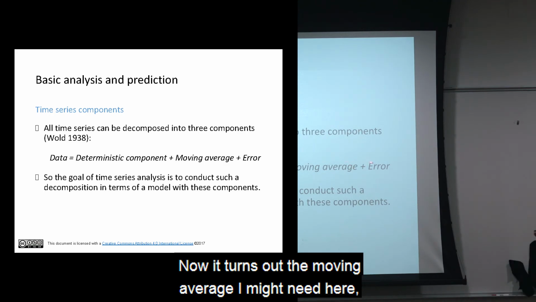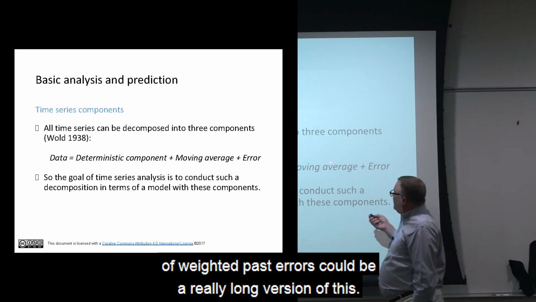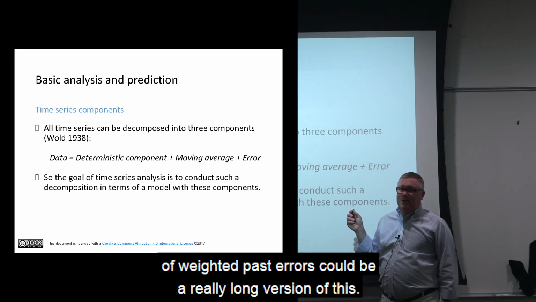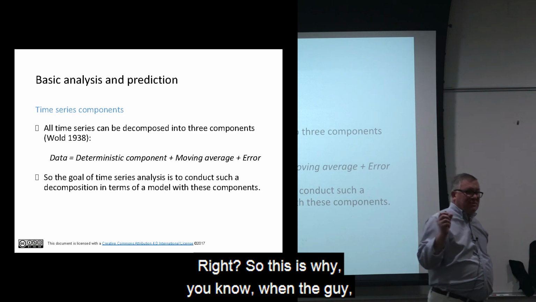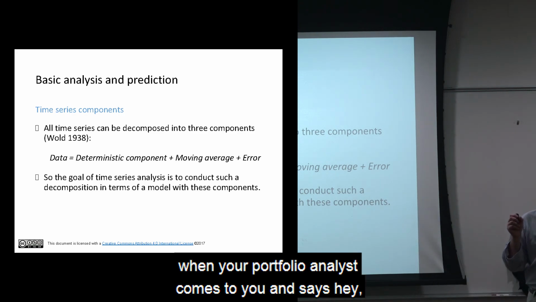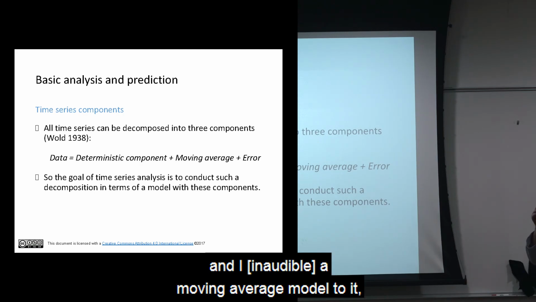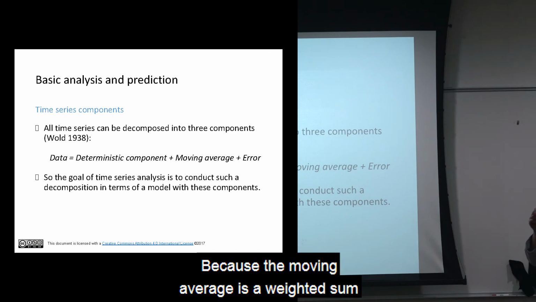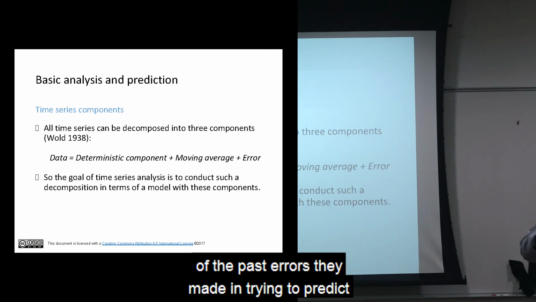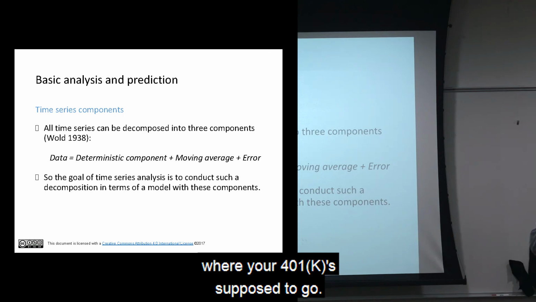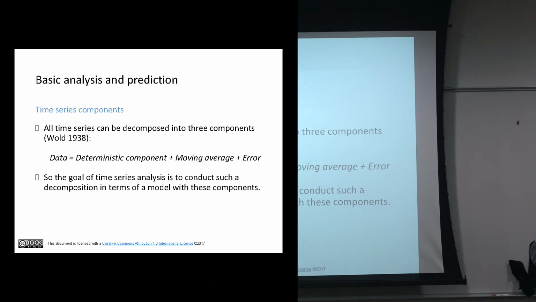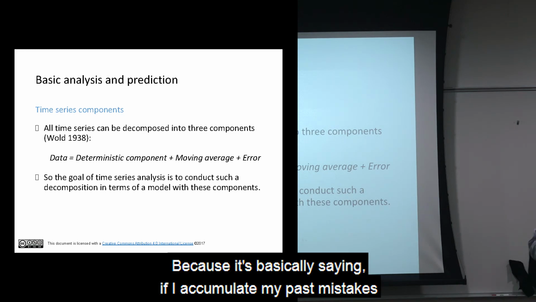Now it turns out the moving average I might need here, of weighted past errors, could be a really long version of this, right? So this is why, when your portfolio analyst comes to you and says, hey, I did an analysis on your retirement plan and I fit a moving average model to it, you should be very scared. Because the moving average is a weighted sum of the past errors they made in trying to predict where your 401k is supposed to go. Right, so it should scare you, right?